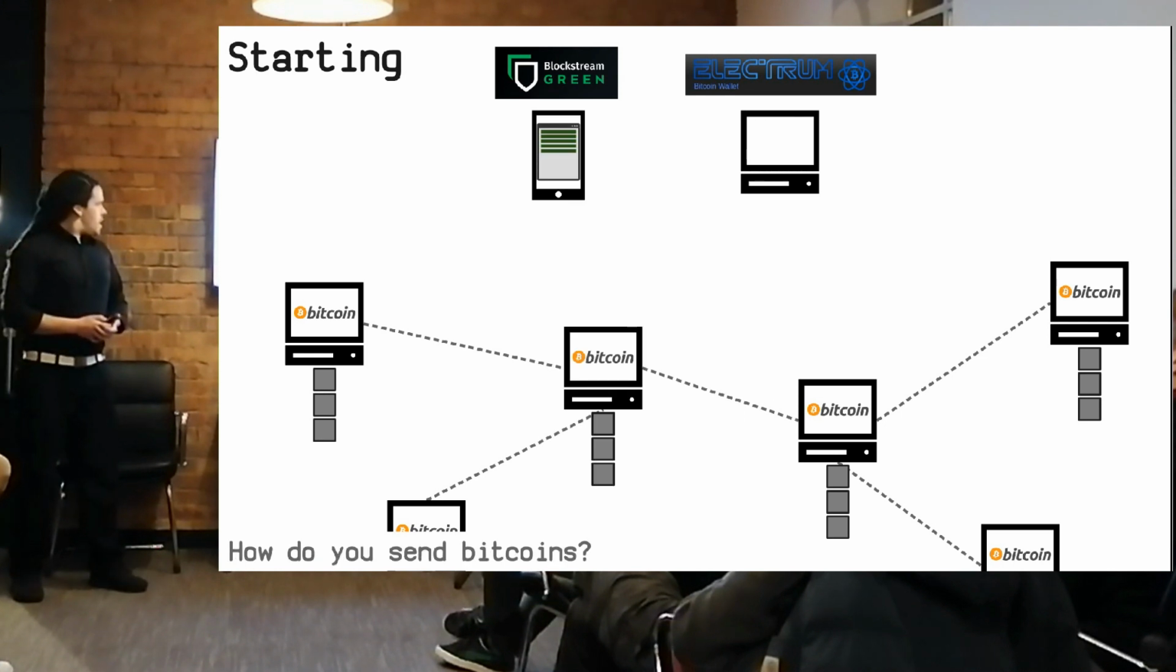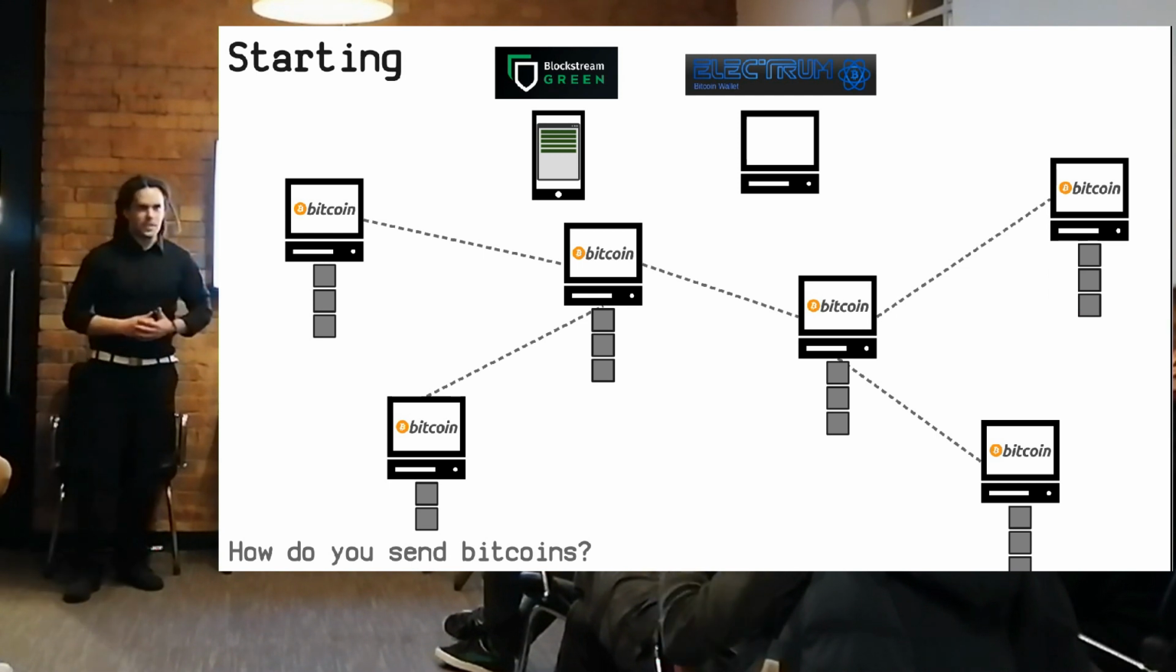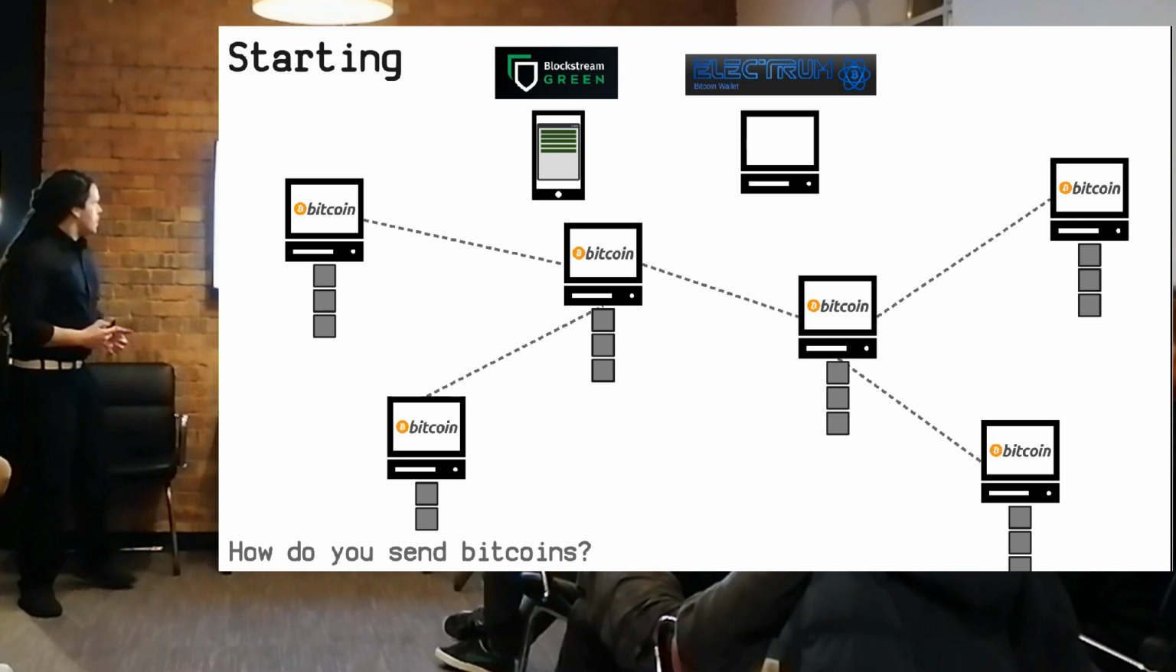So how do you send Bitcoins? Everything right so far, by the way? I'm going quite fast, I think, but I think this is quite technical. Yes, why do you need more than one address? Why would you have more than one address, as it were?